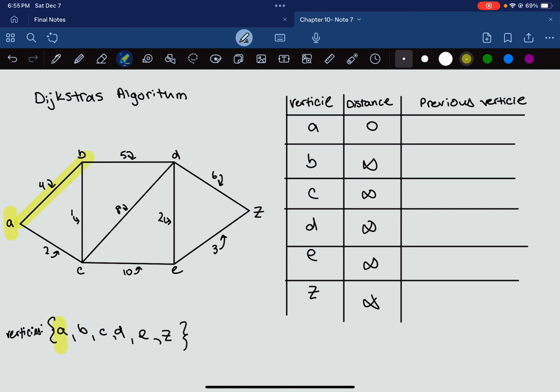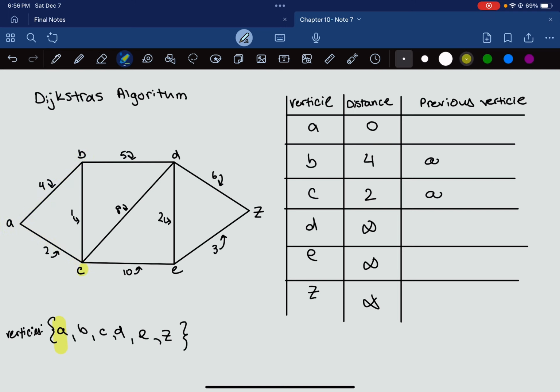Now, there's two connections, B and C. The distance from A to B is 4, and the previous vertice of that was A. The next one is C, and the distance is 2, and the previous vertice was A. Okay, now we're going to look at these two. Which one is a smaller number? It's going to be C, right? So we're going to start off with C.